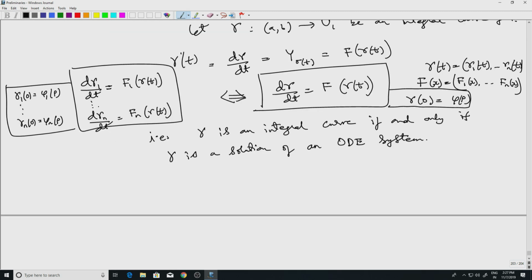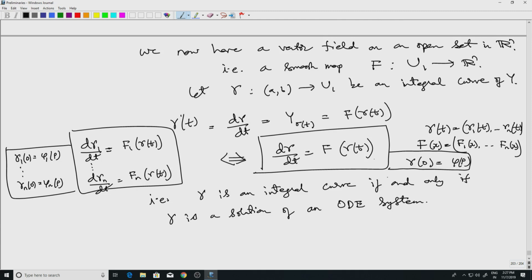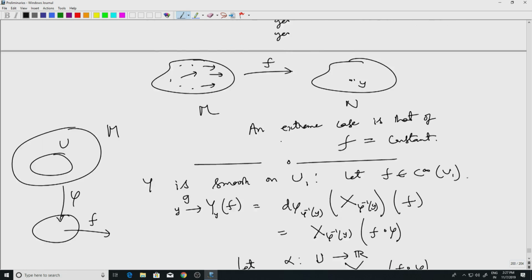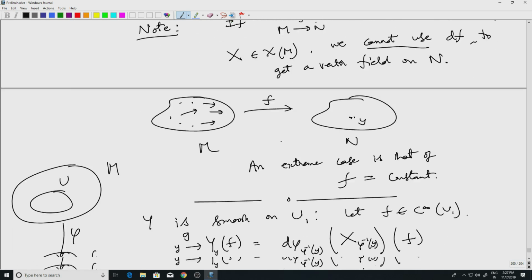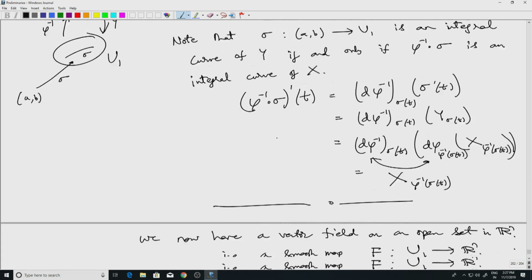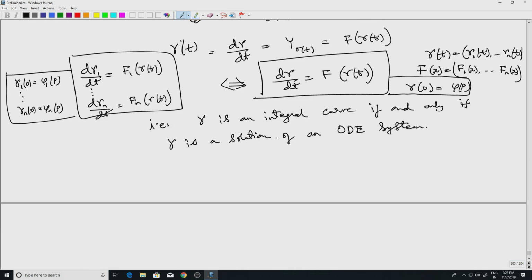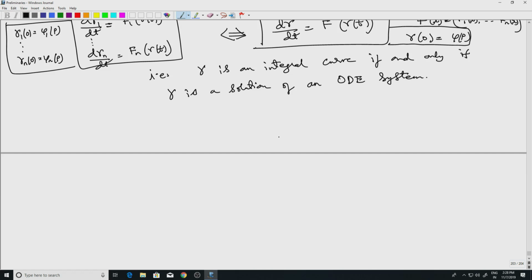So the whole point is to see that the notion of an integral curve is the same thing as a solution to a certain ODE system. It's completely equivalent, and of course the point is that one should be able to say something about this ODE system, and for this we have the powerful existence and uniqueness theorem of Picard. So let's state this.